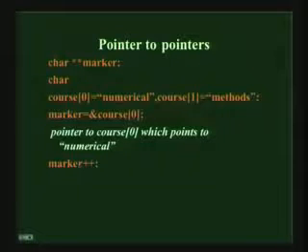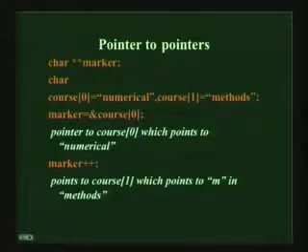When you say marker plus plus, it will point to the next element of that character array. It's a character array here, that is course 0 and then course 1. So if I say marker plus plus, it will then point to the next element of that character array. That will be string methods. So that's going from one string to another string.